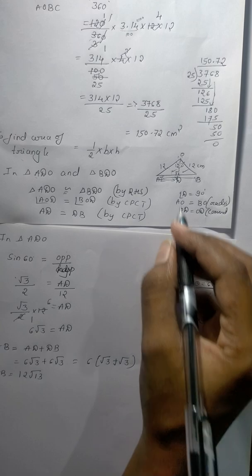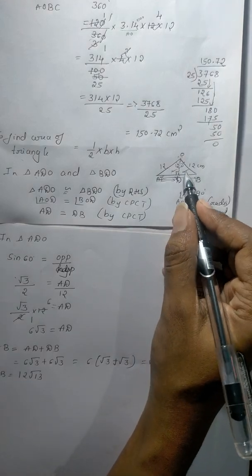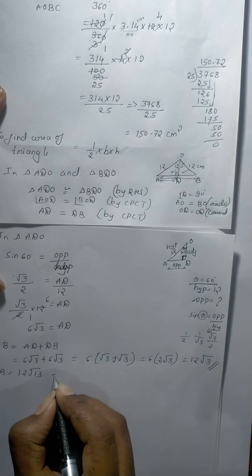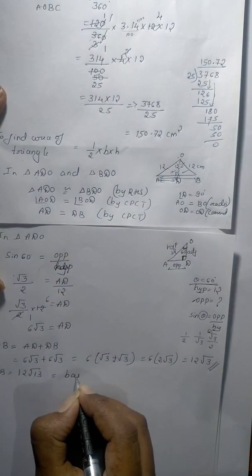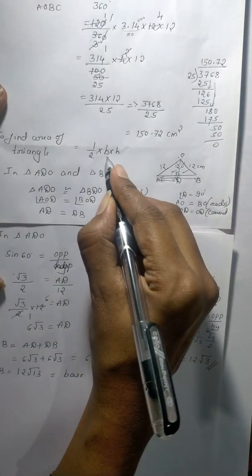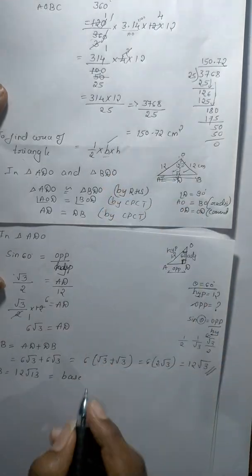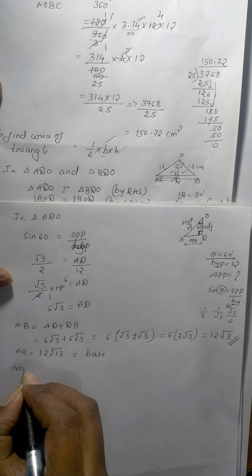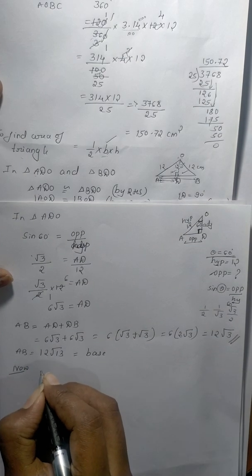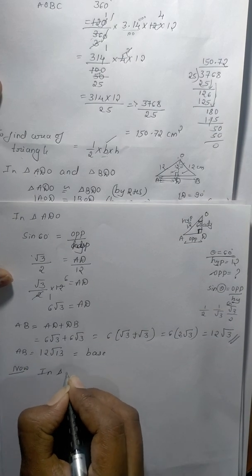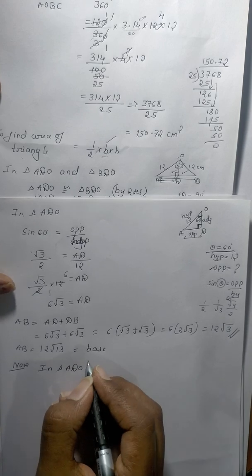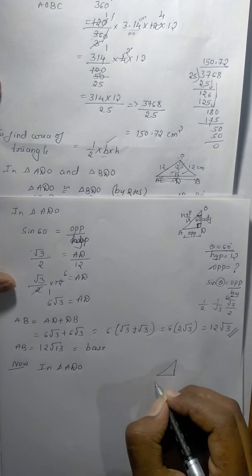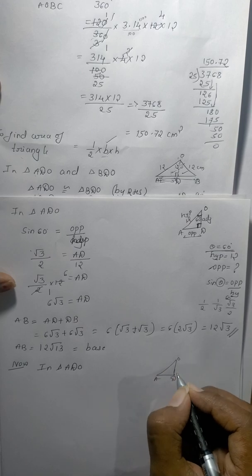So in the triangle we got AB, and now our work is to find the height. This AB is nothing but our base. So we got the base value, now we have to find the height, that is OD. For that also we will take a triangle. In triangle ADO, again we will take that triangle ADO.